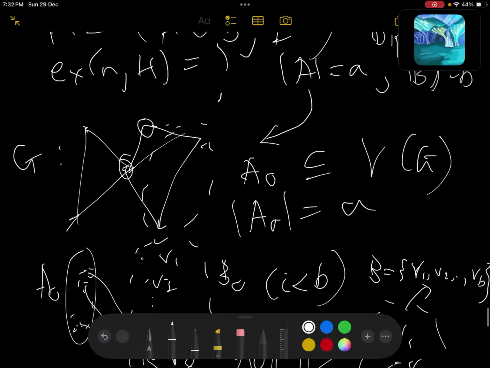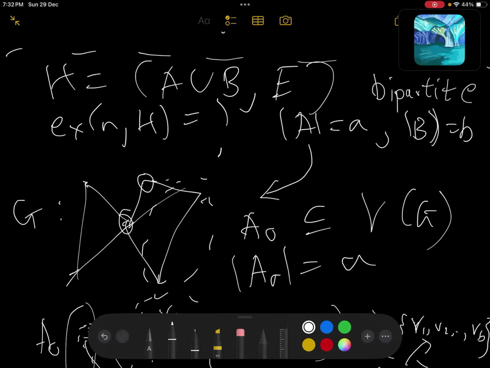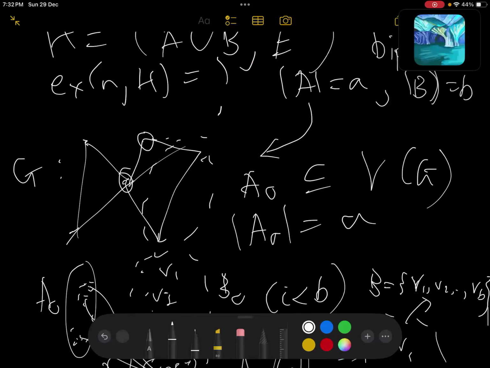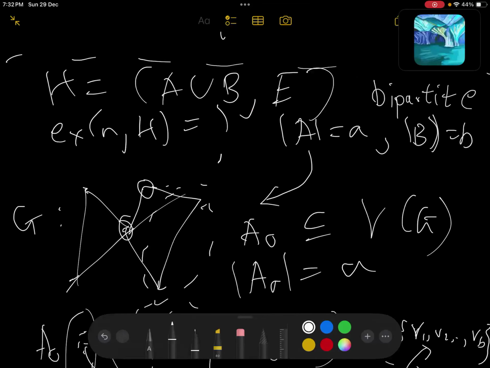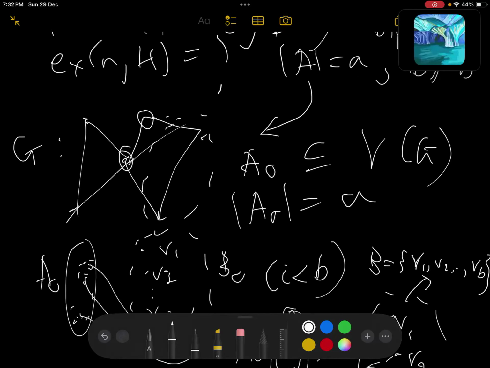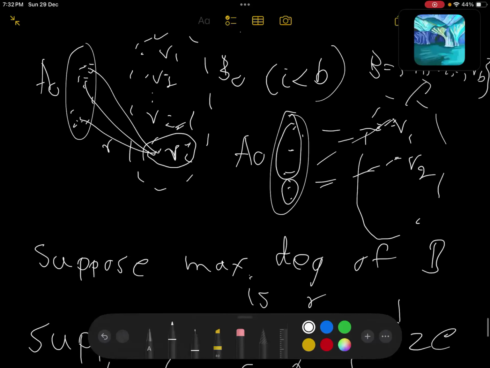ex(n, H) is like what's the maximum number of edges you can put so that there is no H embedded in it. A and B are just two parts of H. H is bipartite. H has two parts, A and B. We want to embed both A and B in G. What we do is we start off with some A0 with size A, and we embed B one by one. So we embed V1 by looking at the common neighbors of N(V1). If there is a common neighbor, we make it V1.